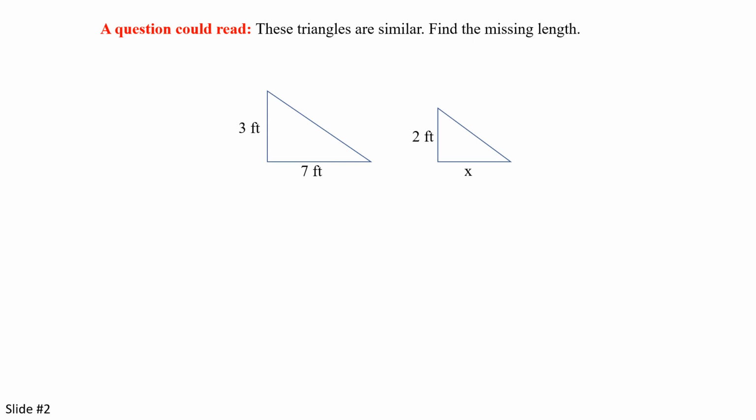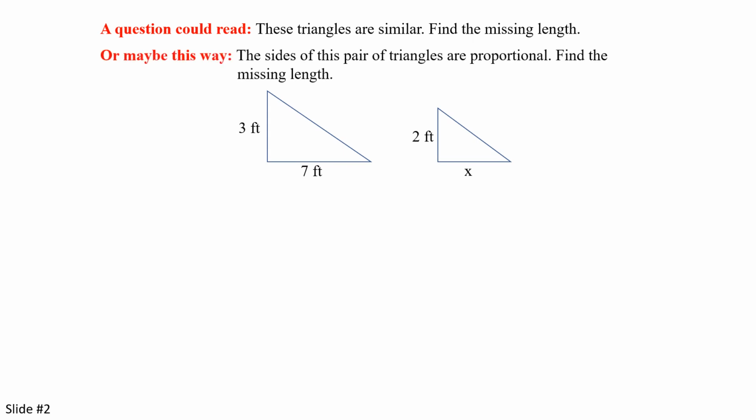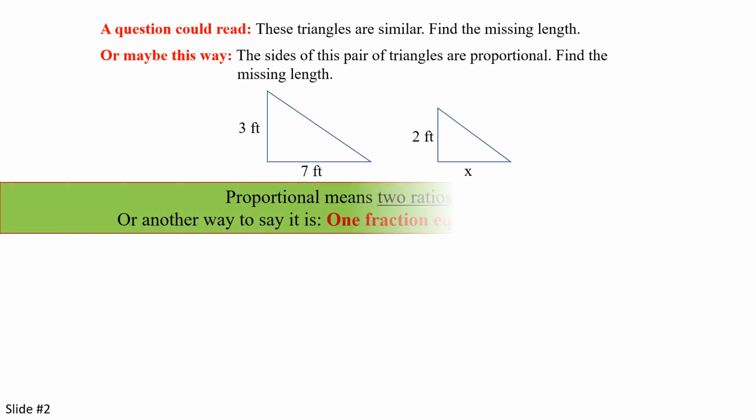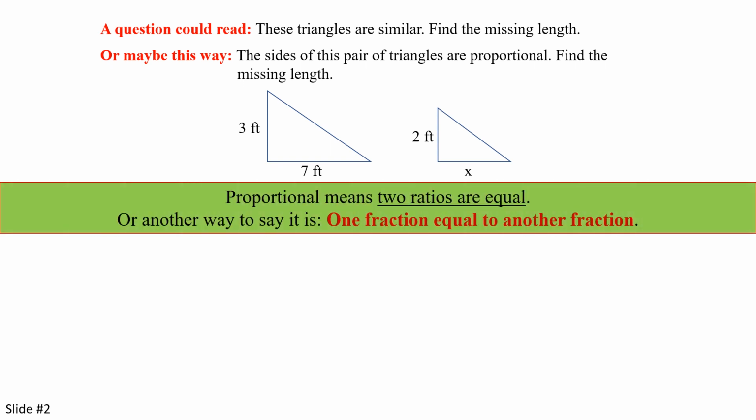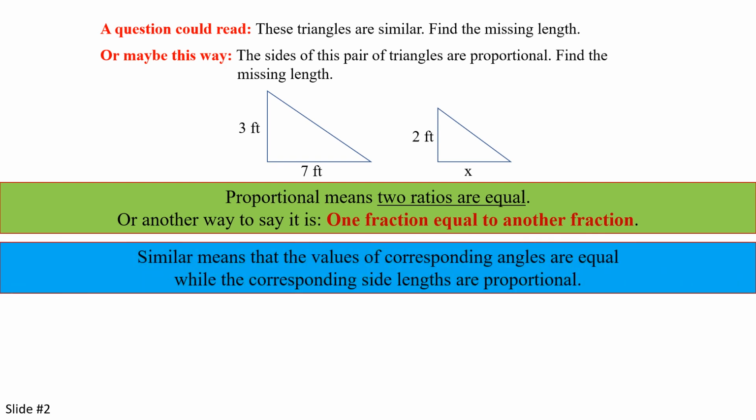A question could read, these triangles are similar, find the missing length. Or maybe it'll read it this way, the sides of this pair of triangles are proportional, find the missing length. Proportional means two ratios are equal, or another way to say it is one fraction equal to another fraction. Similar means that the values of corresponding angles are equal, while the corresponding side lengths are proportional.